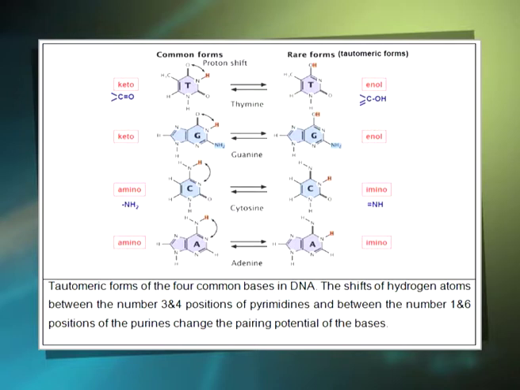Similarly, guanine and thymine normally exist in the keto form, binding with the amino forms of cytosine and adenine respectively. But their enol tautomeric forms remain linked with the keto forms of thymine and guanine respectively with 3 hydrogen bonds. Here in this figure, you can see the tautomeric forms of the 4 common bases in DNA. The shifts of hydrogen atoms between the number 3 and 4 positions of pyrimidines and between the number 1 and 6 positions of the purines change the pairing potential of the bases.